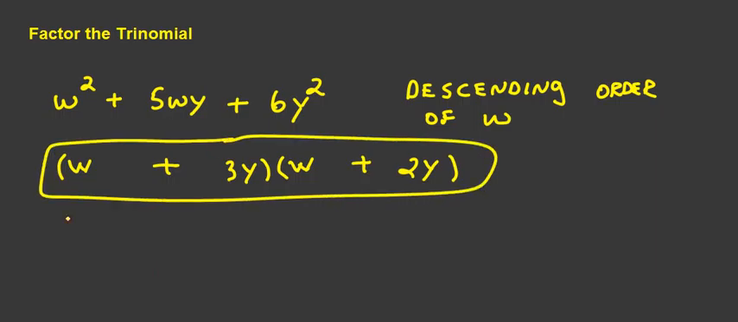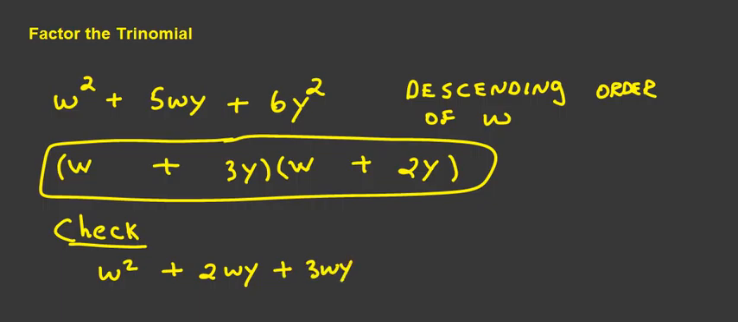And again, to check this one, since there's two variables and maybe a little more confusing, we can check it by using the FOIL method. W times w is w squared. W times 2y is 2wy. And then we take 3y times w, which we write as 3wy. And then we take 3y times 2y, which is 6y squared.